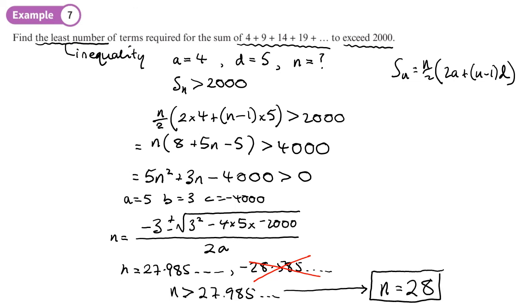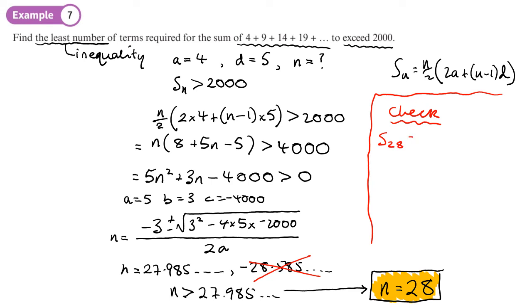So that's the least number of terms you need for that sum to exceed 2000. So you can always check. We could type in using the sum of n, and we could work out what that's going to be. So I'm going to do a little check over here. Again, you don't need to do this. So my little check here, I'm going to work out, well, what is the sum of 28? And that's going to be 28 over 2, and then 2 times a plus (n minus 1), so that's going to be 28 minus 1 times d, which is 5. Let's see what that gives us. So just typing that in now.